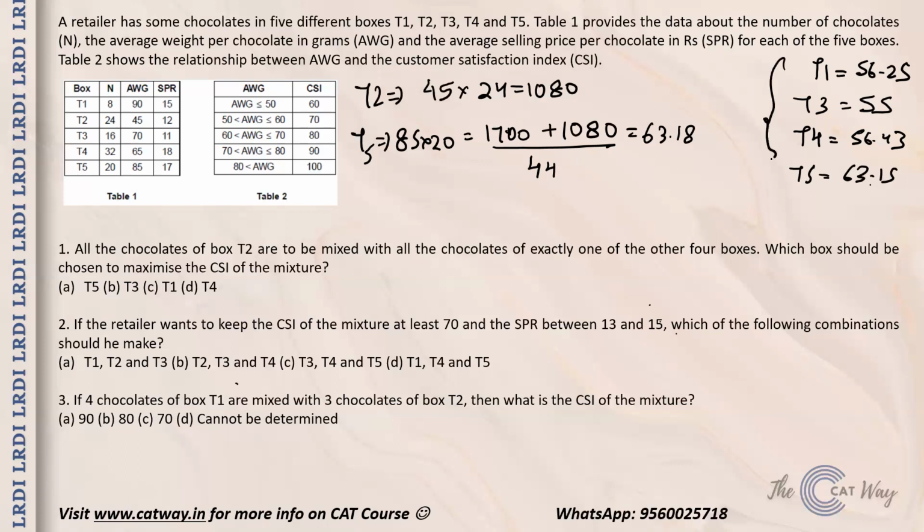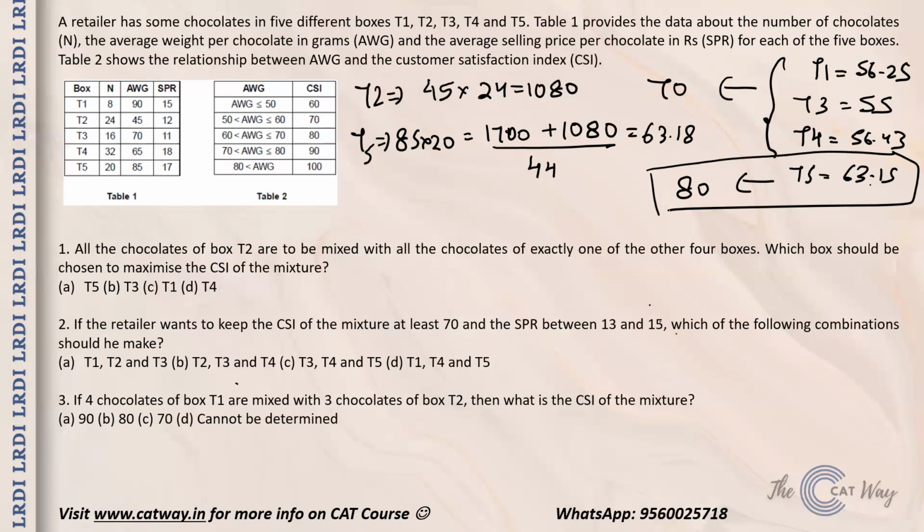Now, all these fall into the same range, that is between 50 to 60, and their CSI will be equal to 70. Whereas this one falls into the 60 to 70 range, and the CSI will be 80. Now, you have to maximize the CSI that you are getting when you are mixing a T2 with T5. So the correct option is option number 1.